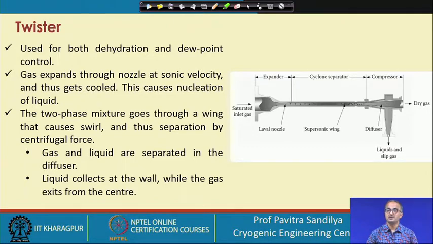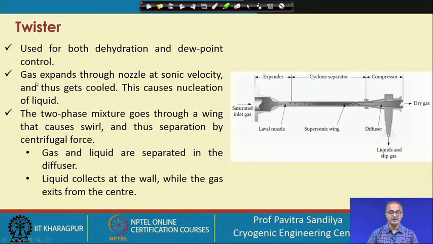Now, this supersonic twister, or simply twister, we saw earlier in the case of gas liquid separators. Here we find the same thing is used for the recovery of the hydrocarbons. So, I shall not be going into detail of the functioning here. Just to recapitulate, we found that we have three sections. One is the expander, then we have the cyclone separator, and lastly we have the compressor, and the liquid is obtained at this particular end, and here we have a Laval nozzle, and here we have a supersonic wing. So, here we find again it is used for both dehydration and dew point control.